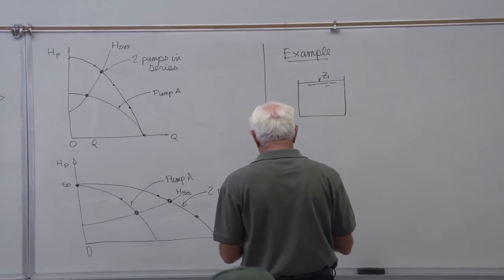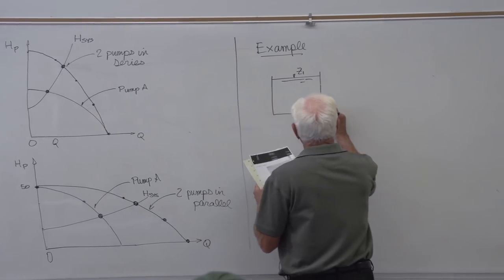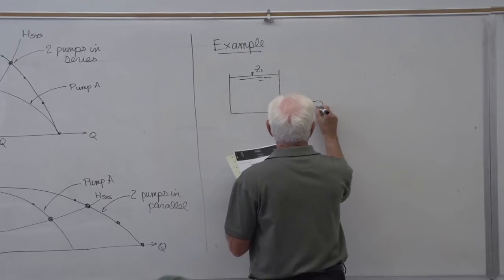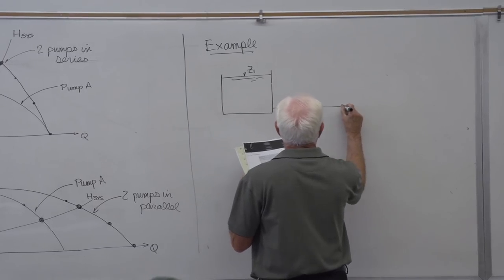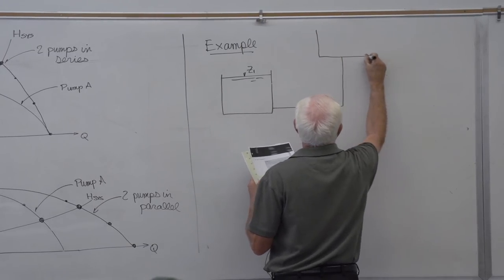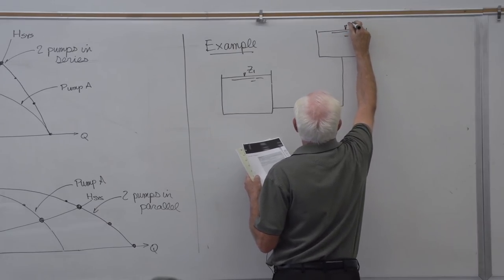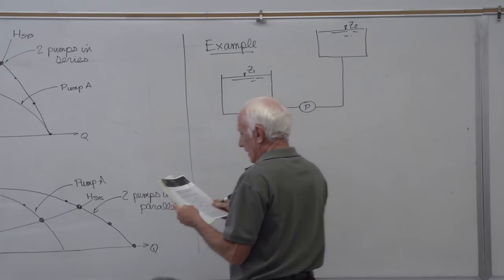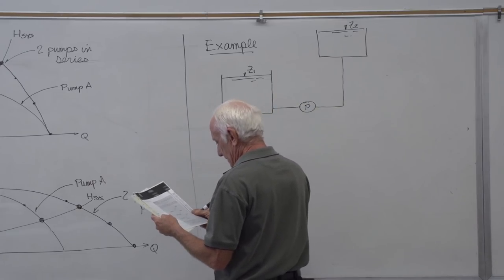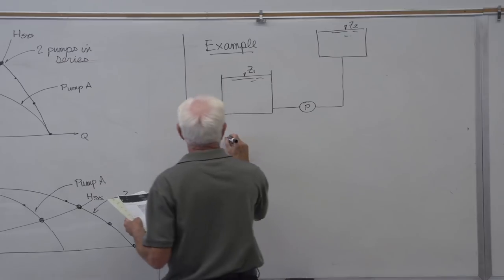We're given a pump pumping water up to an upper reservoir, from Z1 to Z2. We're given that delta Z is 15 meters.